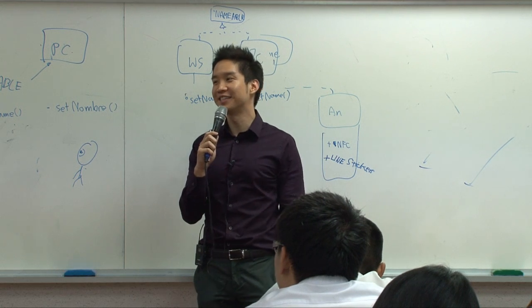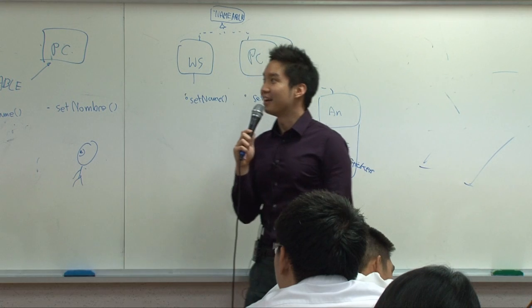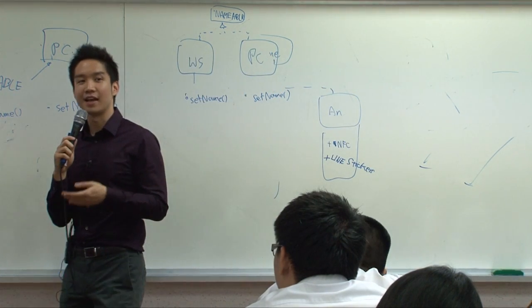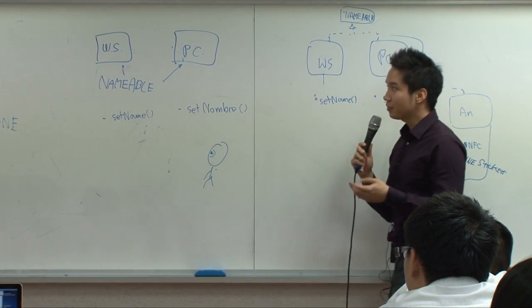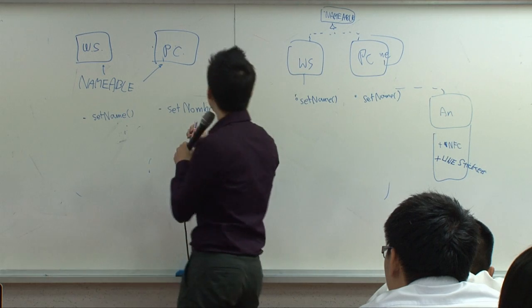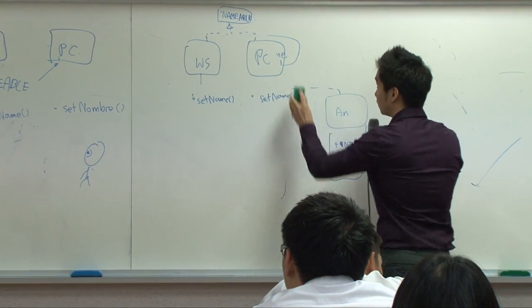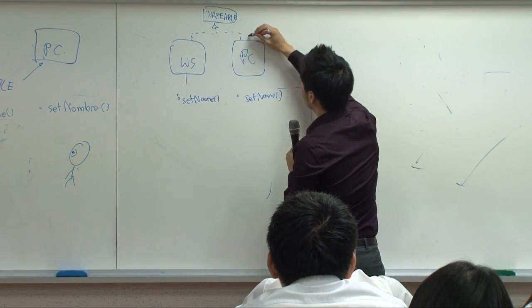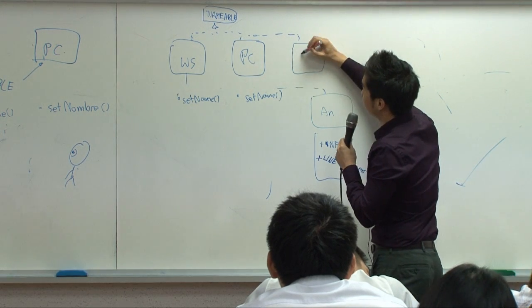Who doesn't have a name here in this class? Everyone has a name, right? Every single student must have a name. At the very least, you must have an ID. So in this example, then, we have student.